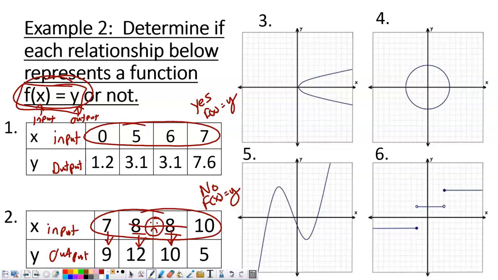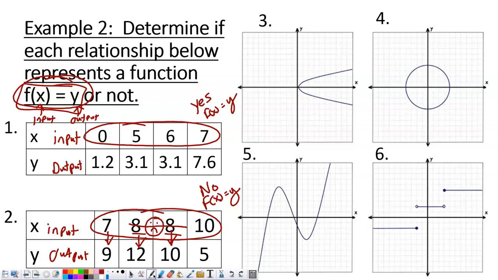Now, if you wanted to reverse it, if you wanted to make y the input and x the output, then that would be a function. But if you want x to be the input and y to be the output, no. And that's what the problem's asking. So our answer to that one's going to be no. All right. Now, for graphs, how can we tell if a graph represents a function or not? Well, we're going to do something called the vertical line test. But before I do the vertical line test with you, I want to explain how it works.